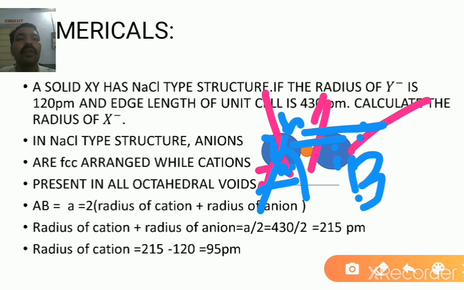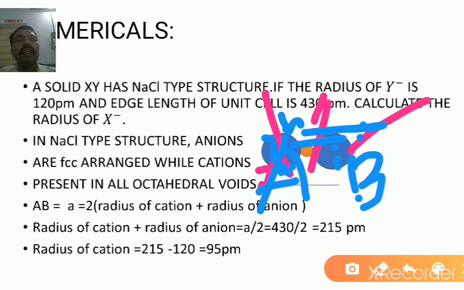A to B, this is the total distance. AB is the edge length, equal to 2 into radius of cation plus 2 into radius of anion. AB is the edge length, equal to a. So a is equal to 2 into radius of cation plus 2 into radius of anion. From this, radius of cation plus radius of anion is equal to a by 2, and a is the edge length.